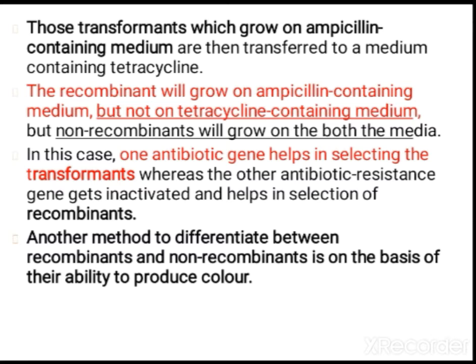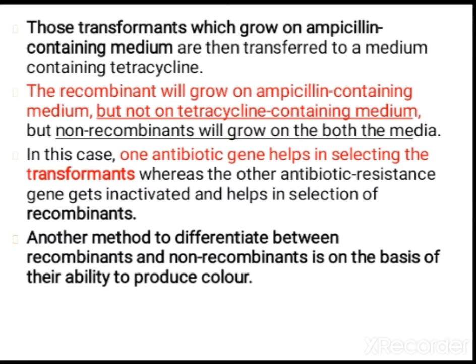First we are growing them, then later transferring them to a medium containing tetracycline. The recombinants will grow on ampicillin containing medium, but won't grow on tetracycline containing medium. But the non-recombinants will grow on both the media. So in this case, one antibiotic resistance gene helps in selecting the transformants, and in the other, the resistance gene has been inactivated. So we can distinguish the transformants from non-transformants.